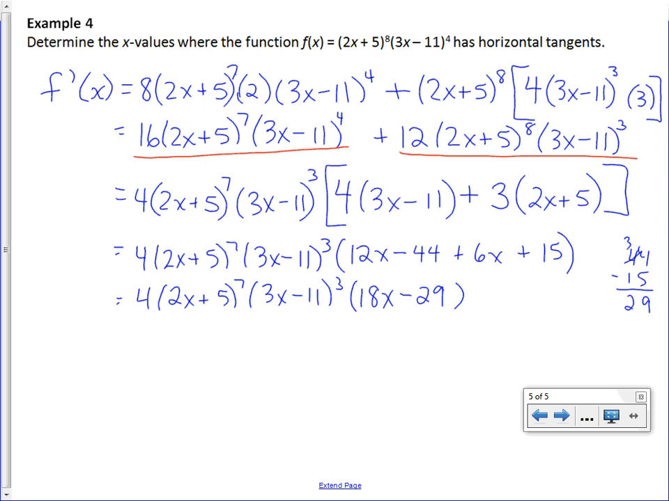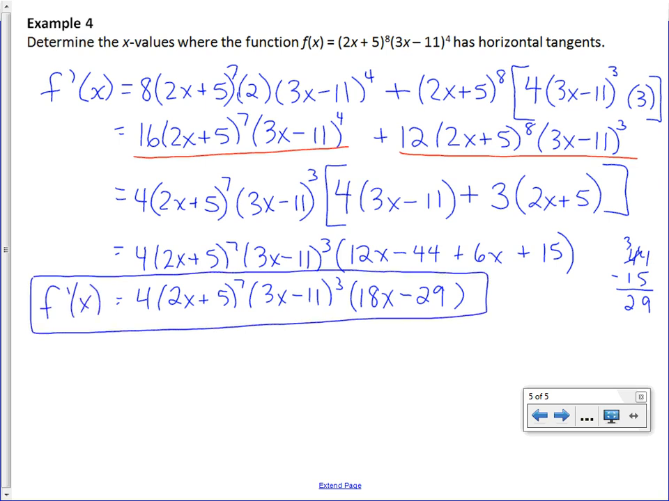If I want to know where this has horizontal tangents, again, what's the goal? Horizontal tangents occur when the derivative is 0. This is the derivative, guys. You have found the derivative. Let the slope of the tangent be 0. So do you see that now I've turned it from being a function to being an equation?